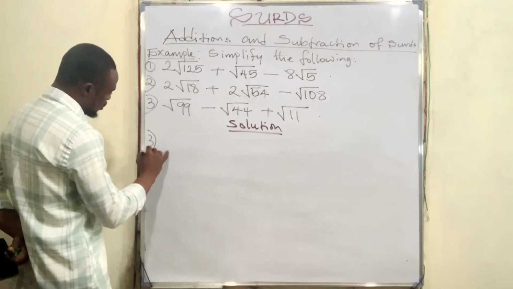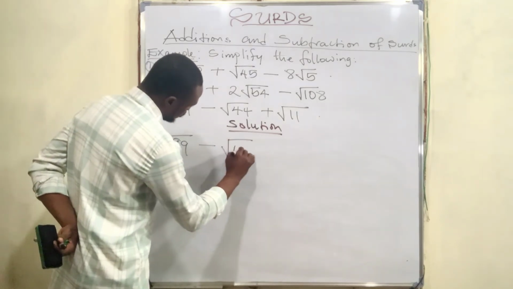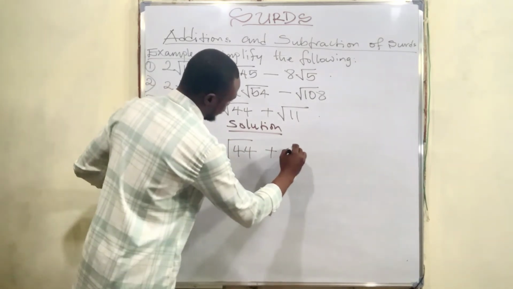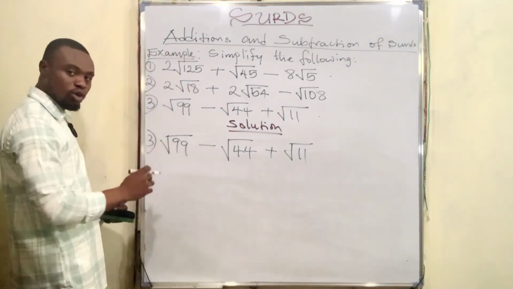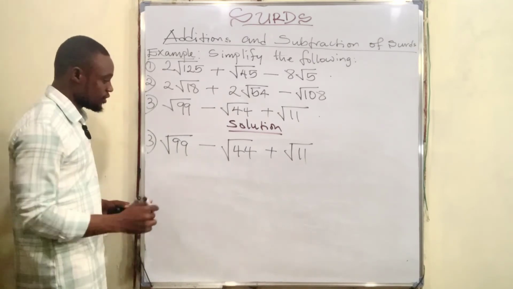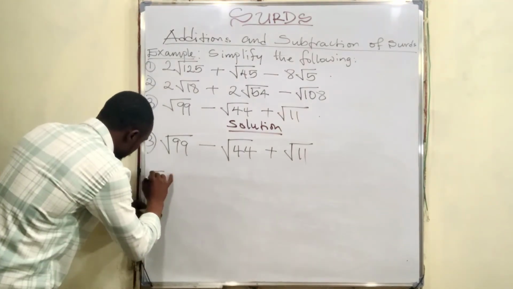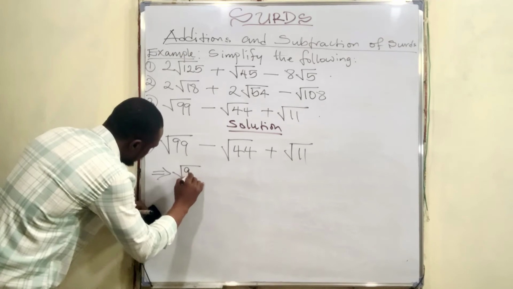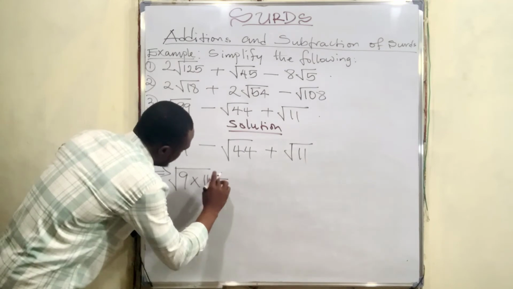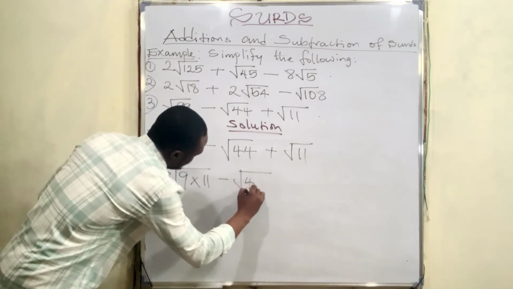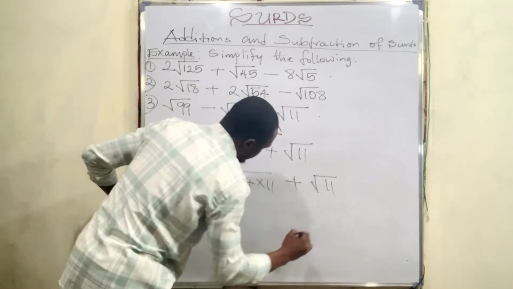So the last example, number 3, is the root of 99 minus the root of 44 plus the root of 11. Now, root of 99 is the same thing as what? 9 times 11. Root of 44 is the same thing as what? 4 times what? 11. So 11 is just still there. So this implies we have the individual root of 9 times 11 minus the individual root of 4 times 11 plus root 11.